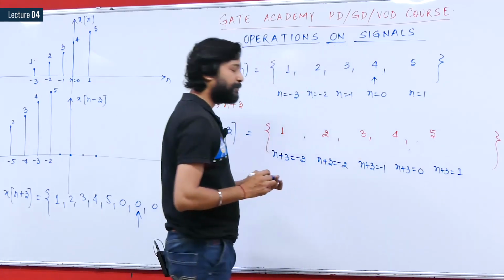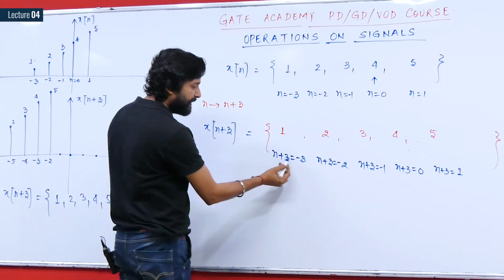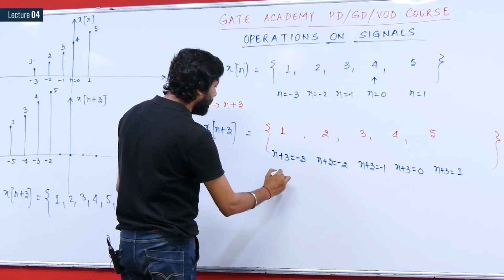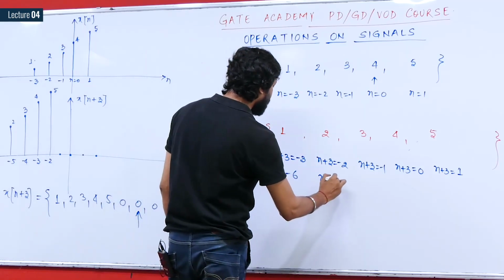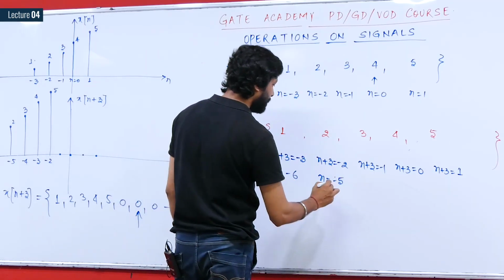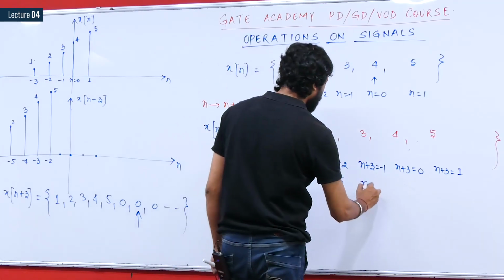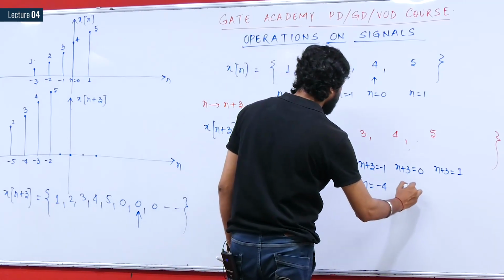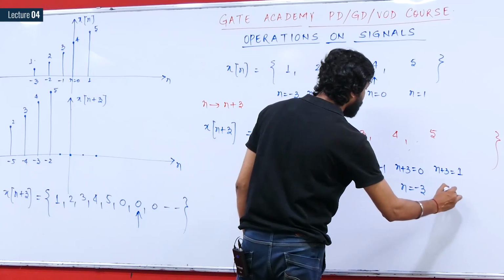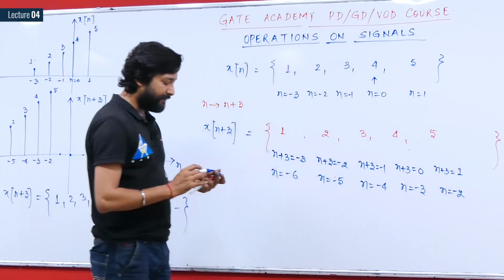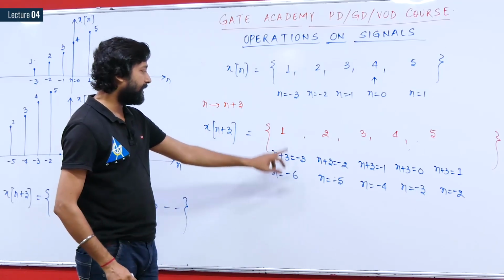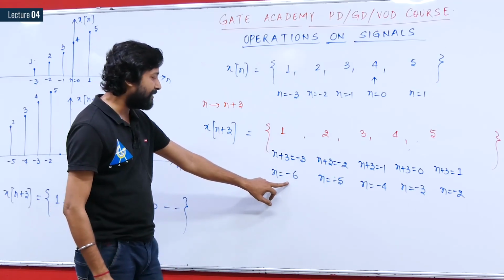Now if you find the corresponding values of n, if n plus 3 equals -3, then you will be getting n equals -6. Here it is n equals -5, it is for n equals -4, it is for n equals -3, it is for n equals -2. It means the signal will be having these values, and you now have the values of n also.